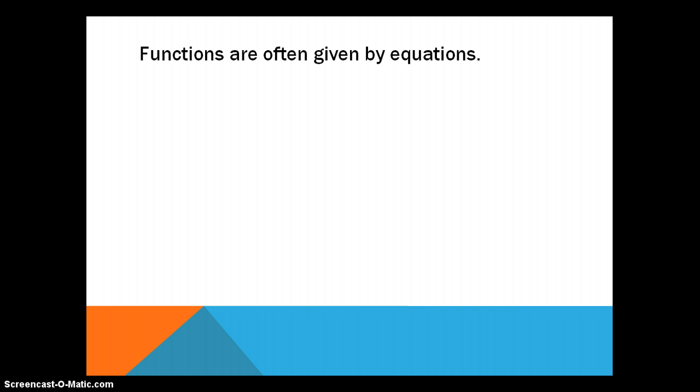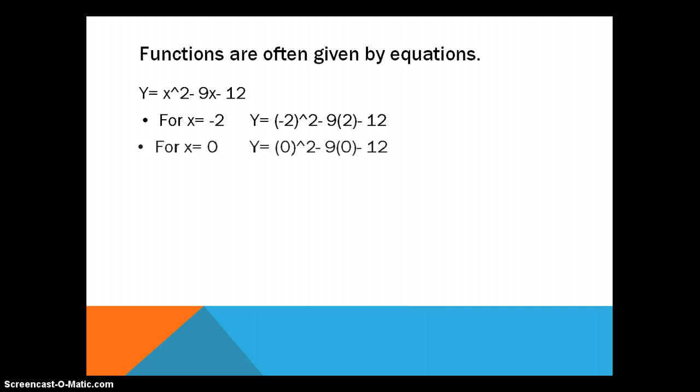Functions are often given by equations. y equals x to the second minus 9x minus 12. For x equals -2, y equals -2 to the second minus 9 times -2 minus 12. For x equals 0, y equals 0 to the second minus 9 times 0 minus 12. For x equals 1, y equals 1 to the second minus 9 times 1 minus 12.